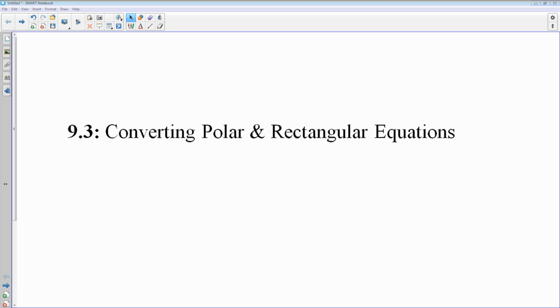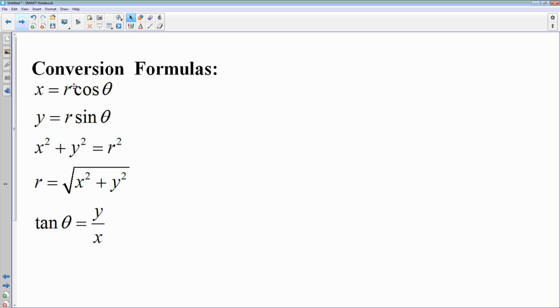Alright, continuing with converting polar and rectangular stuff, we're going to branch from converting coordinates to converting entire equations. We're still going to use those same 5 basic conversion formulas, with these 3 at the top being used most frequently. Those are the most common ones. Does not mean you will not use the others.